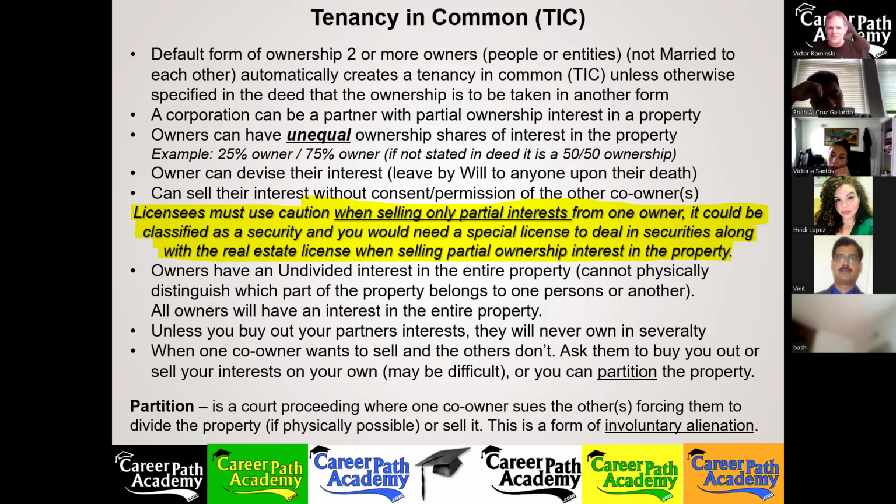Okay? So the bottom line is it's so complicated that I don't even understand it. So I don't even deal with them. So my 2 cents to you is probably don't deal with them either, unless you get somebody involved that also has that special license to deal in securities.